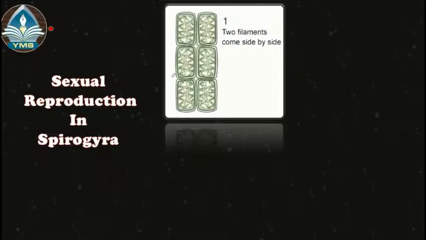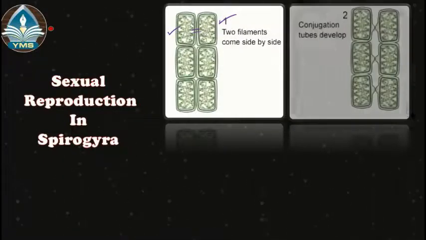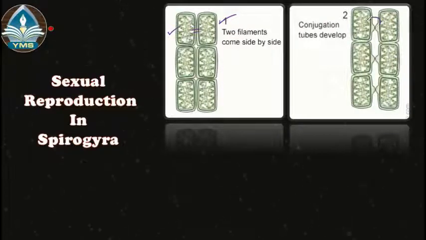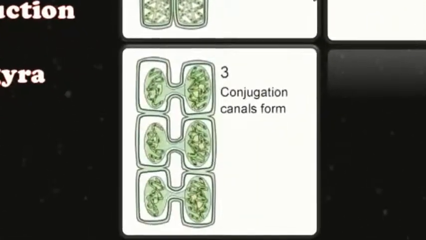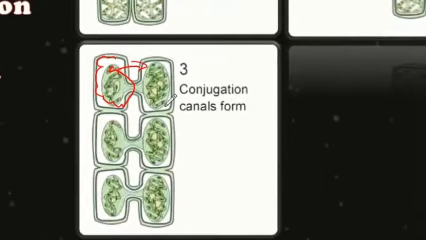Now let's look at how this happens. One cell of one strand of Spirogyra will come near another. This strand will meet with another strand, so there will be a tube between them. Look here, it started to have tubes of conjugation between them. Now these tubes of conjugation will develop more, and the content of one cell will go to another. Look, the content of this cell will go to the cell which is next to it.